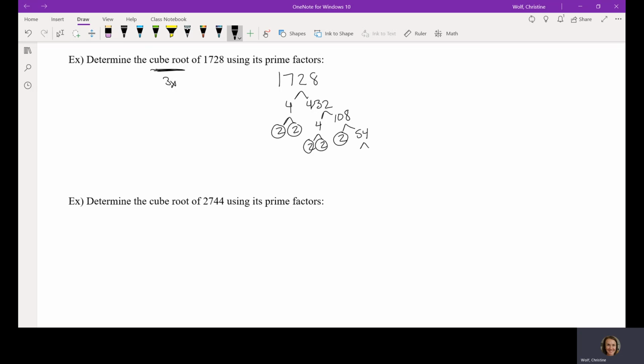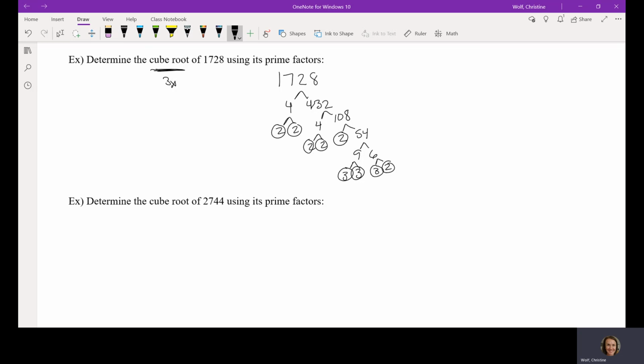This is a long one. And then 54, I'm going to go by 9 by 6. The 9 becomes 3 by 3. The 6 becomes 3 by 2. I circle all those prime factors and we have a bunch. We have 2, 2, 2, 2, 2, 2, and 3, 3, 3.